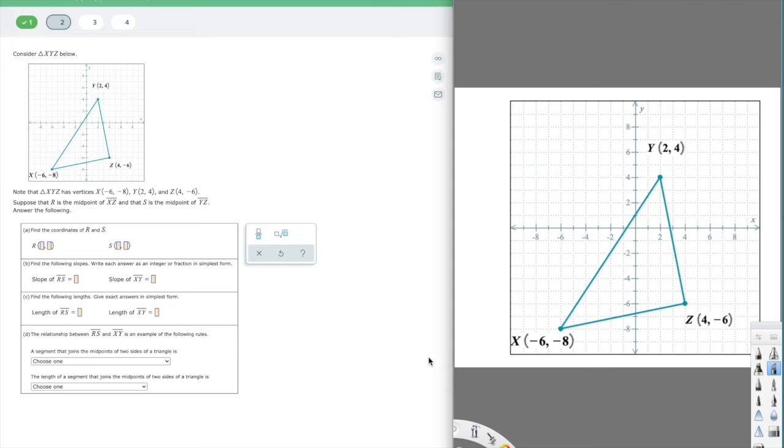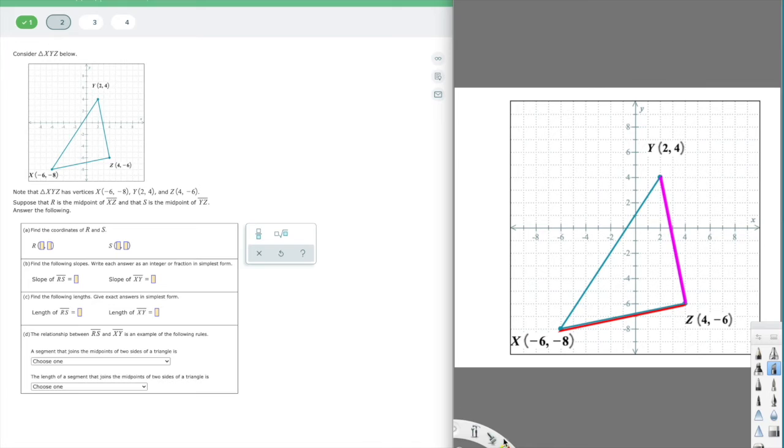So we're talking about XZ, so that's this one here. We want to find the midpoint of this one here down on the bottom, and then S is the midpoint of YZ, which is just this one on the side here. So we're going to find the midpoint of these 2. We could have done XZ and XY. We could have done XY and ZY. They just chose these 2 sides. You can do this with all the different sides of the triangle. So we're going to go through and find the midpoint of these 2 pieces.